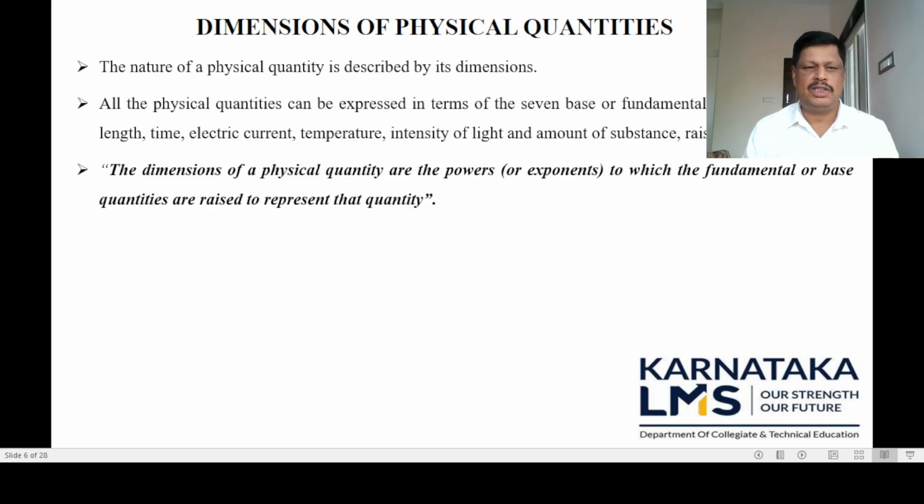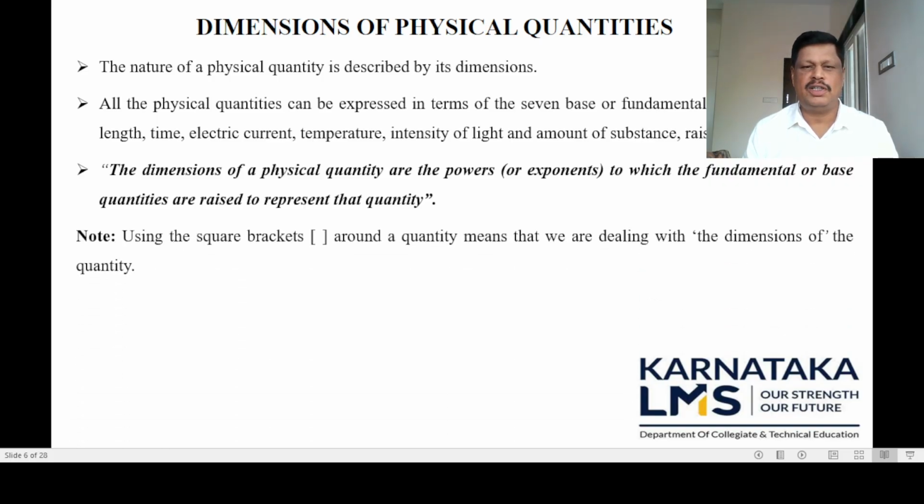Dear students, we know that the nature of a physical quantity is described by its dimensions. So, all physical quantities can be expressed in terms of the dimensions such as length, mass and time. All the physical quantities can be expressed in terms of the 7 base or fundamental quantities, namely mass, length, time, electric current, temperature, intensity of light and amount of substance raised to some power.